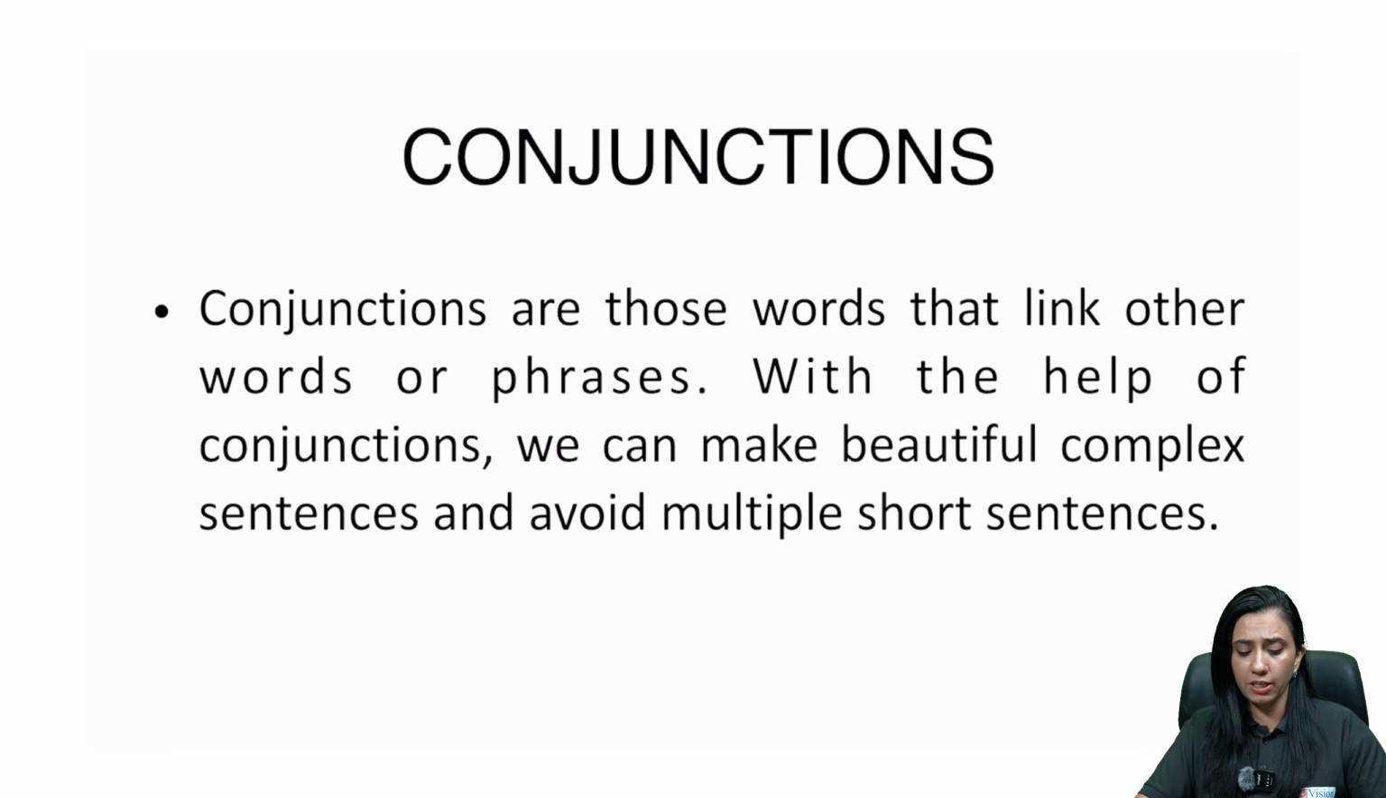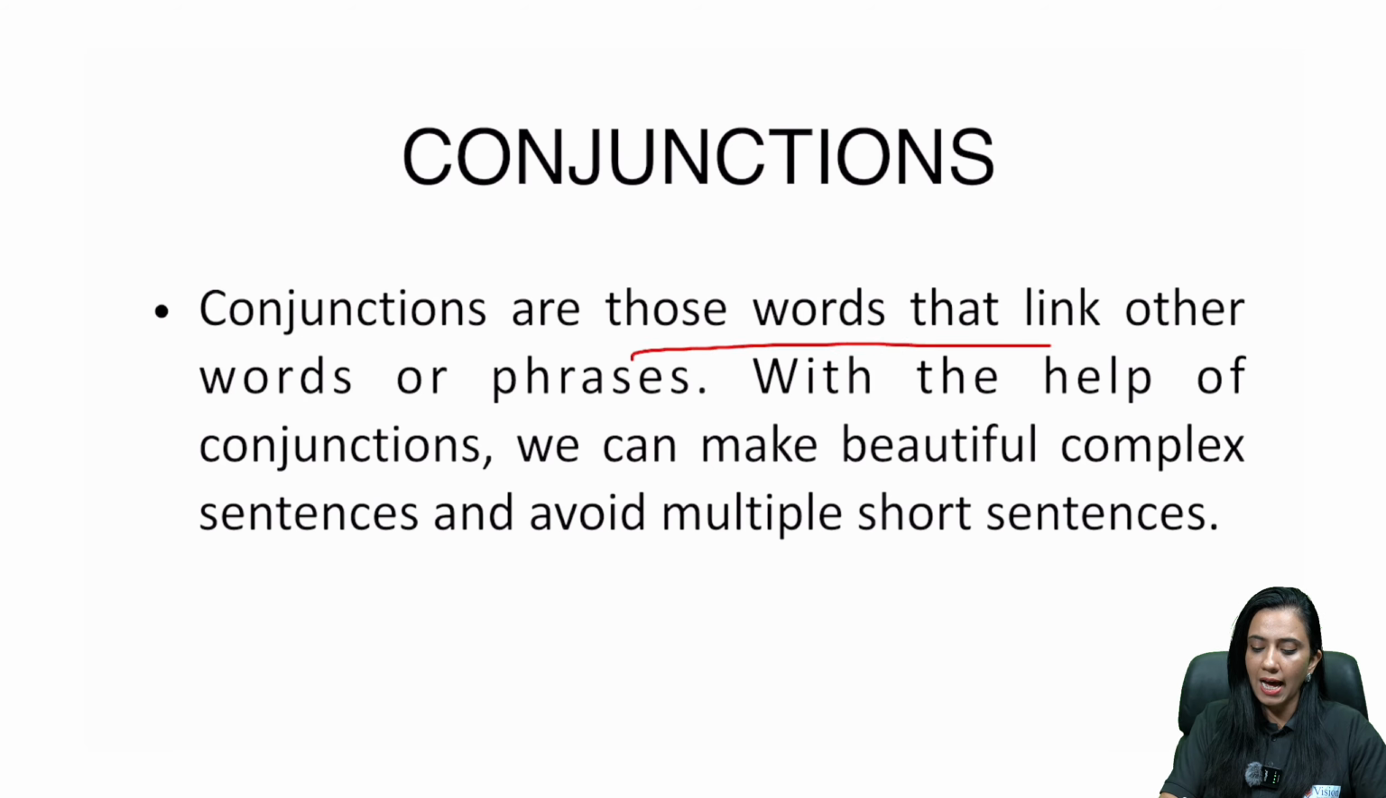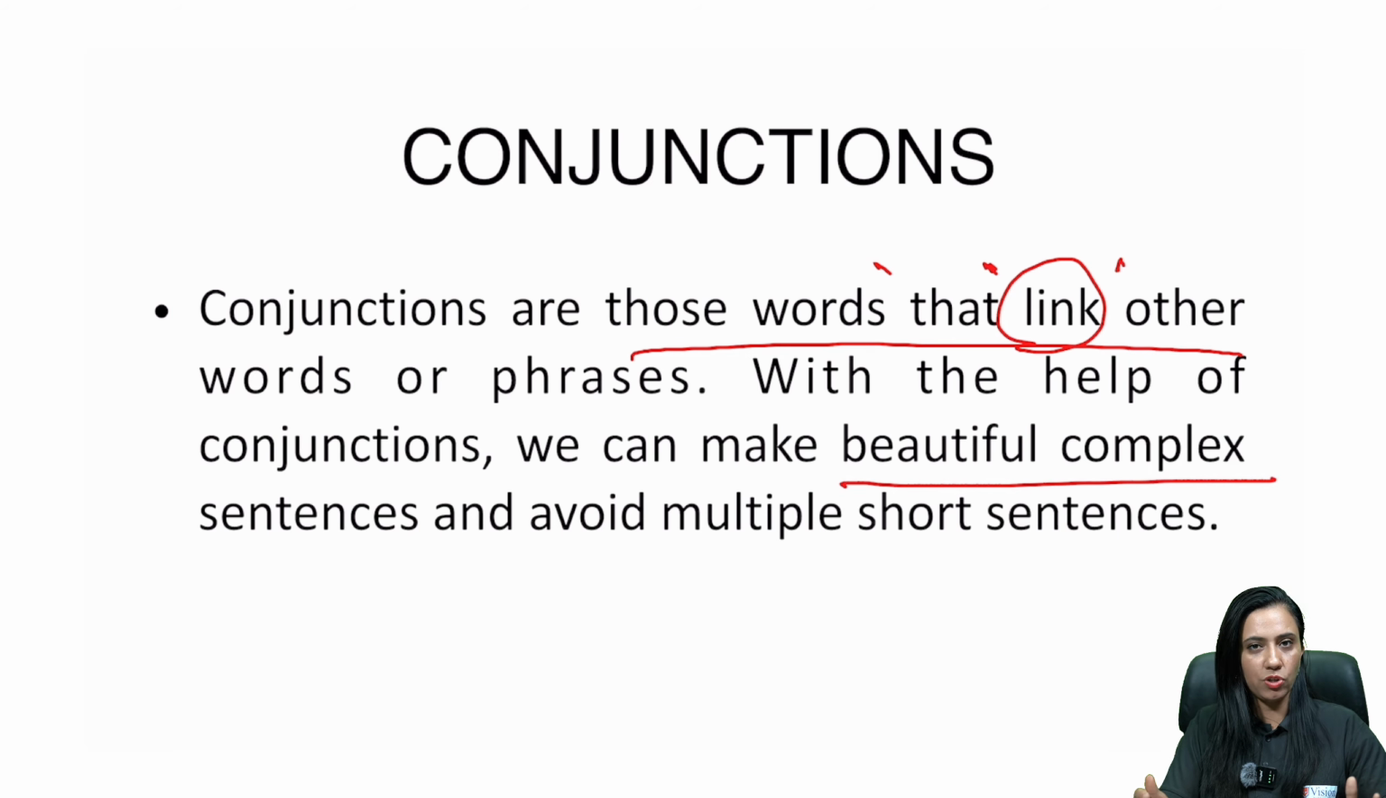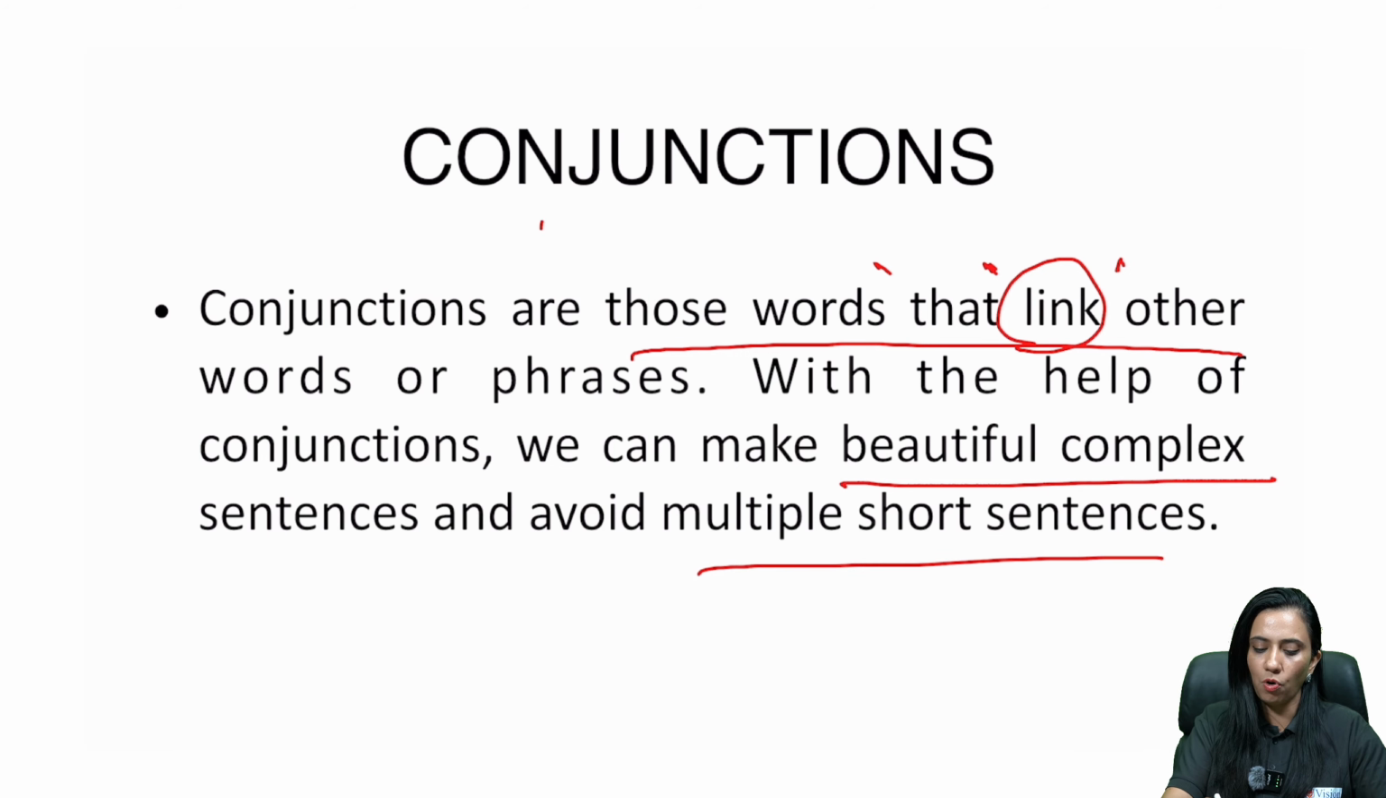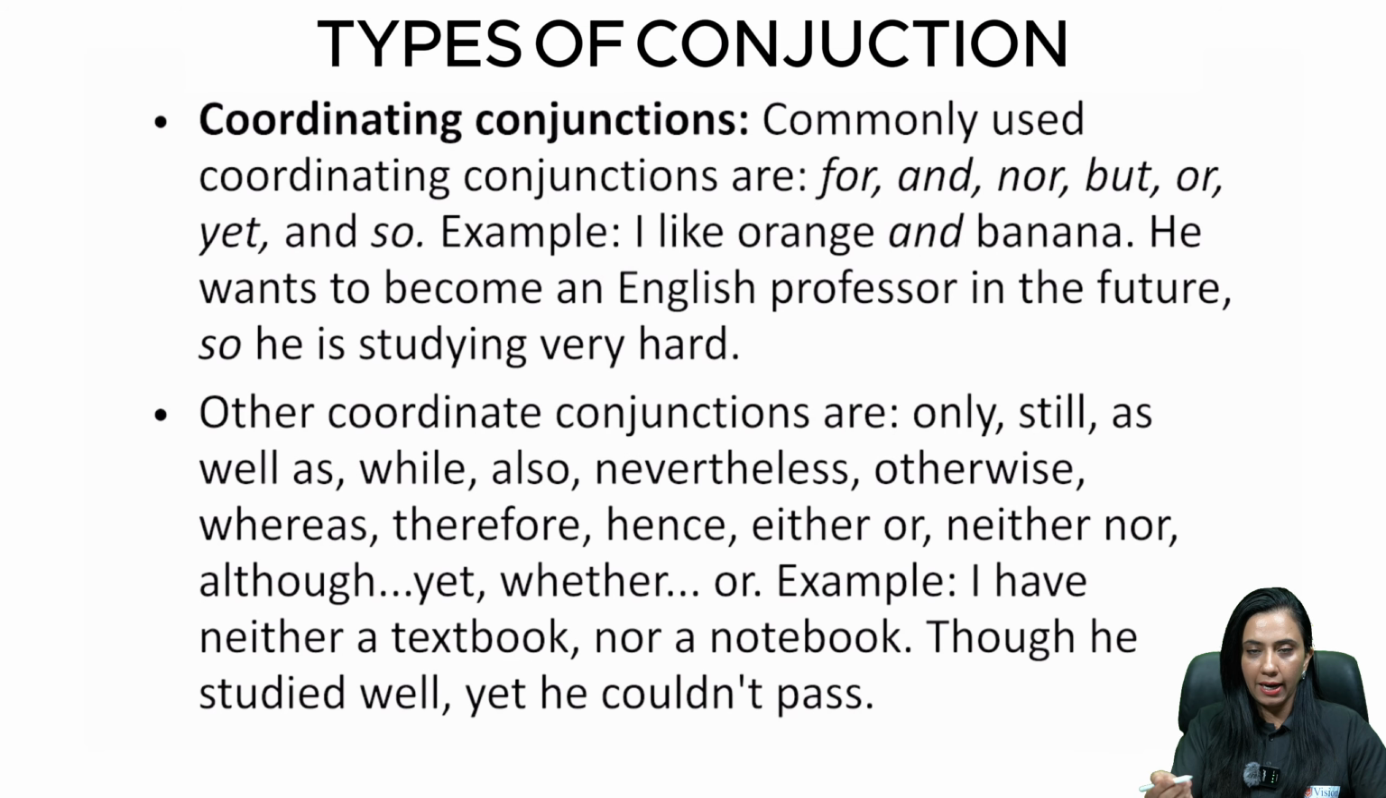Now let's talk about the conjunctions. These are the words that link other words or phrases. Link, this is the important thing. So you can make very beautiful sentences, instead of using full stops many a time. You can make beautiful complex sentences, and you can avoid multiple short sentences with the help of conjunctions. Again, I would say the same thing to you: do not bother about the types which I mentioned here. You can just see what is the meaning of conjunctions, like here, commonly used conjunctions.